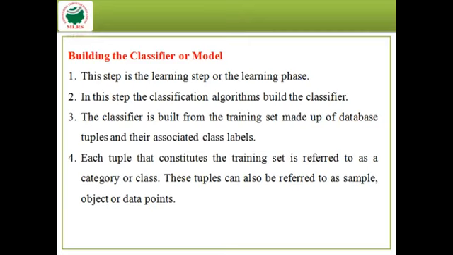So the training set is made up of database tuples. In the third step, we have to identify each and every tuple and associate it with class labels. Fourth, each tuple that constitutes the training set. If data is clean, then he can get good knowledge. If data goes wrong, obviously he is not going to get any kind of information. That's the reason the training set is referred to as a category or class. These tuples can also be referred to as sample, object, or data points.